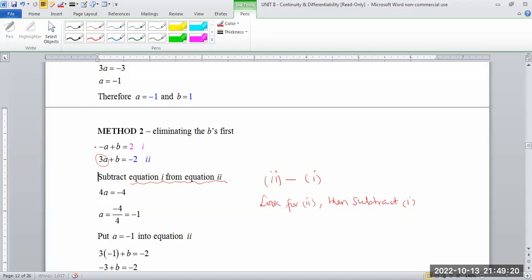So equation 2 here, this is 3a minus a negative a, which becomes 3a plus a, which is equal to 4a. And then, sir, what happens to the b? b minus b is equal to 0. So you multiply the first equation by -1. Technically I'm multiplying the first equation by -1. Oh, yeah.